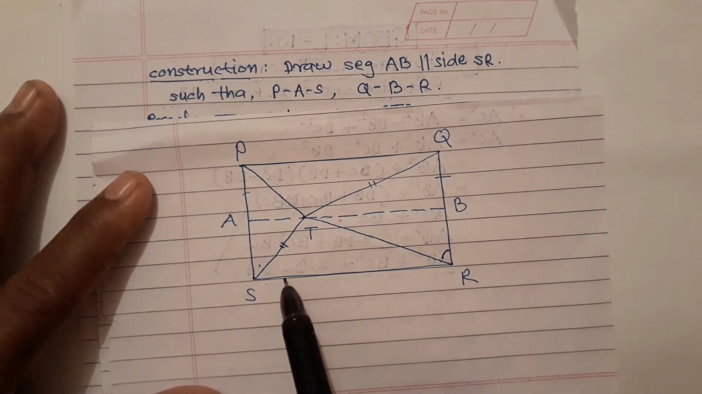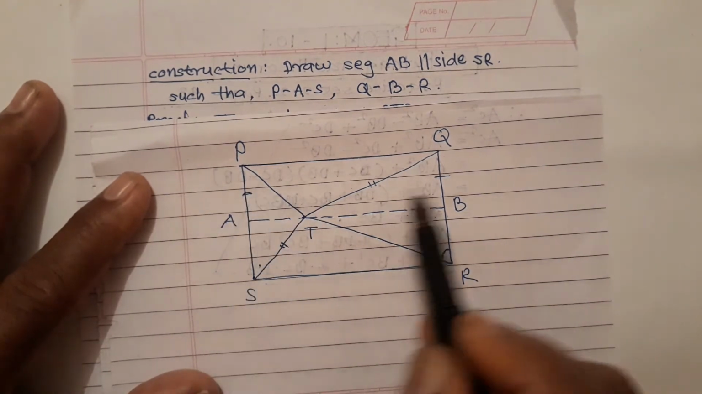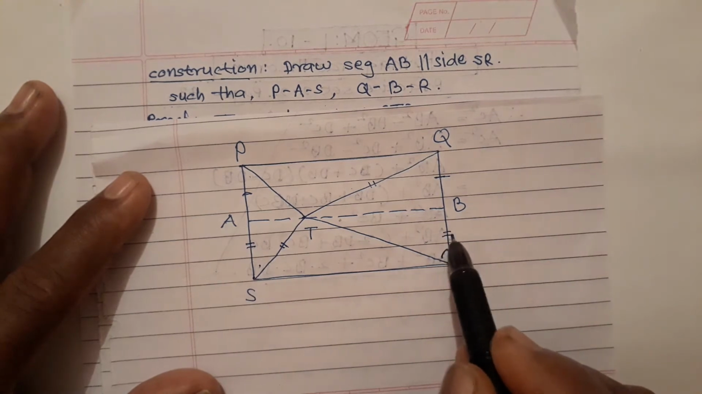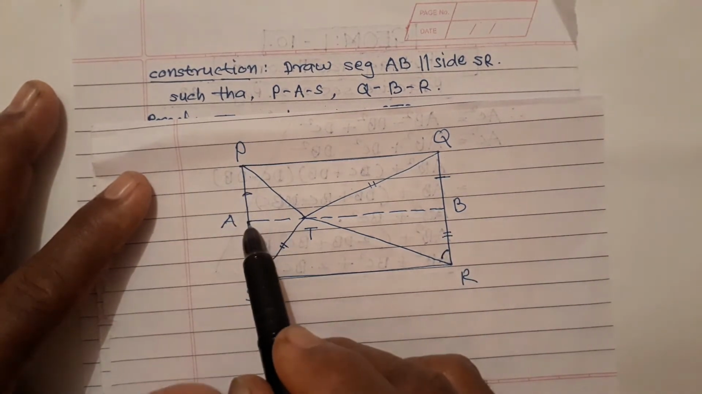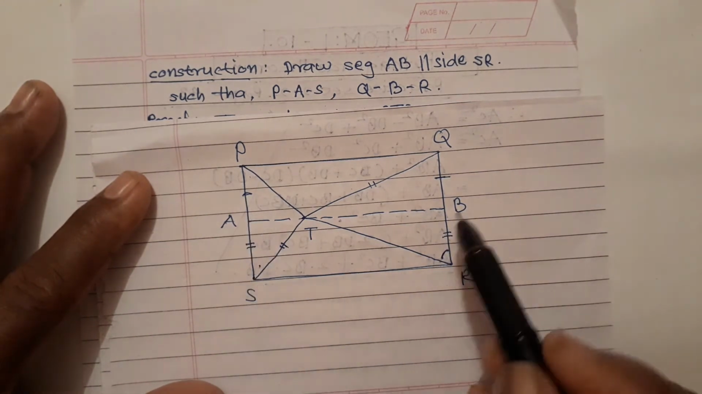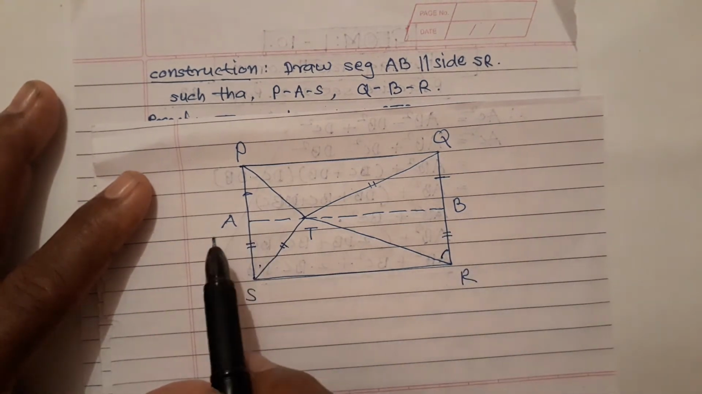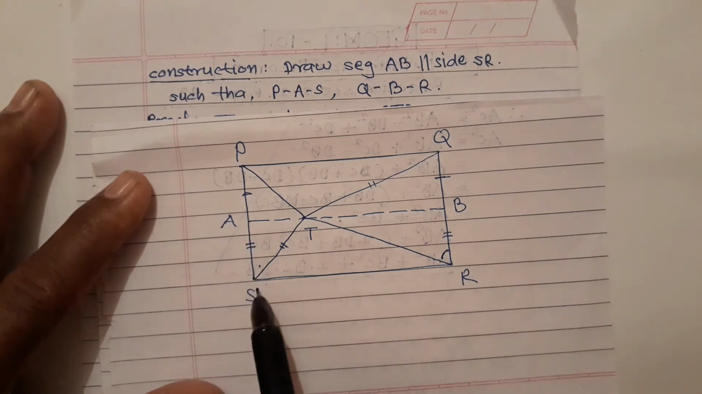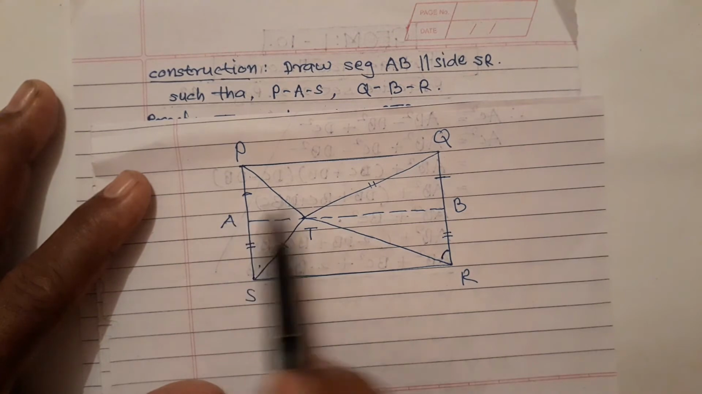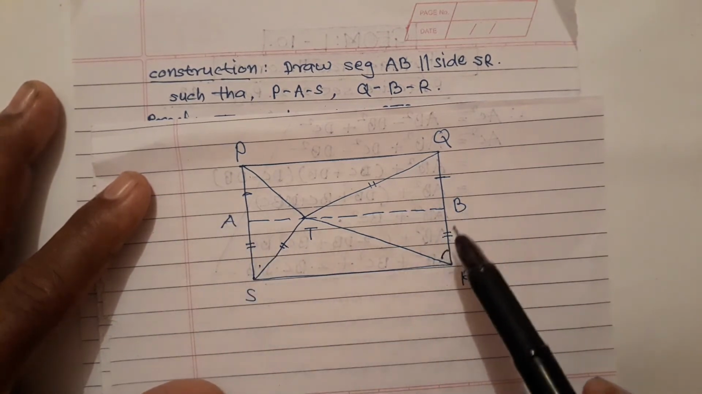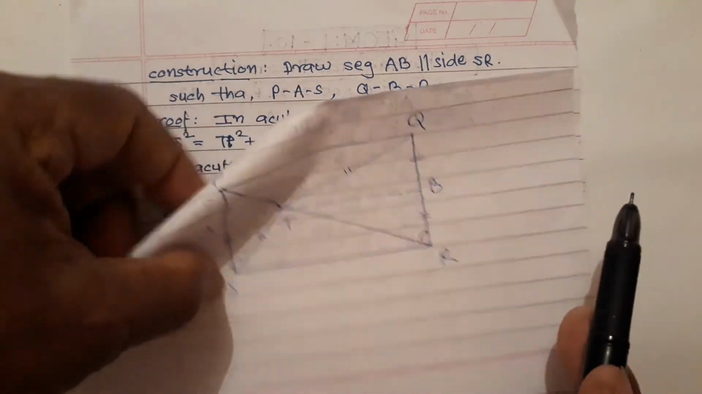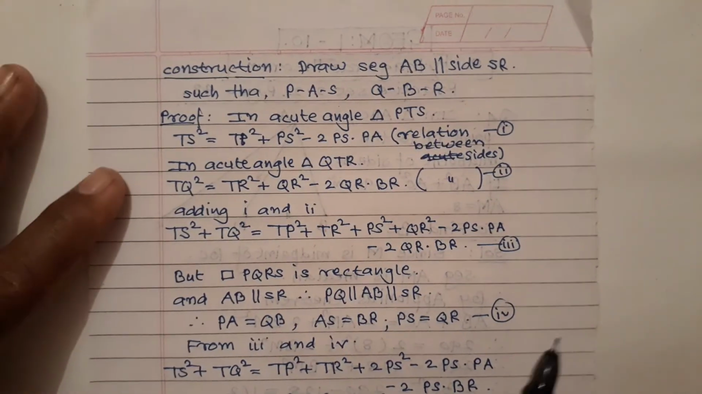Okay, and therefore this part and this part are equal. Similarly, this part and this part are equal, means PA is equal to QB and AS is equal to BR. And you also know that PS is equal to QR because they are opposite sides of a rectangle. Okay, now all these three you have to use. Now I will explain the proof.